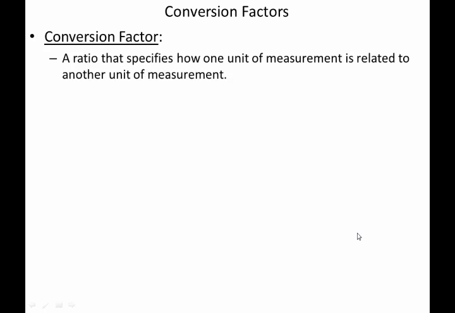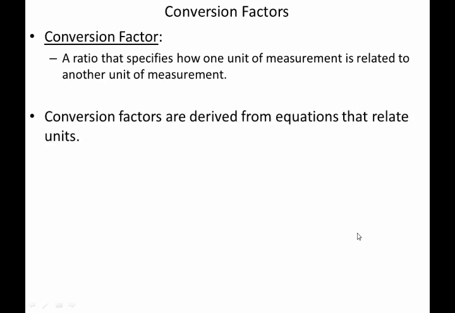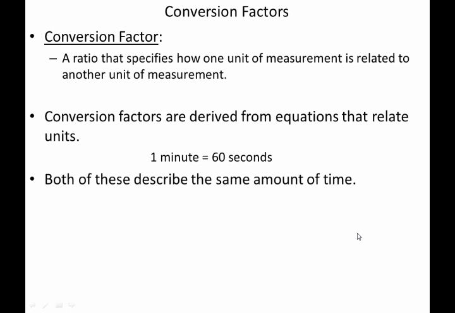Okay. Conversion factors. Big long definition. It's a ratio that relates one unit to another. Okay, that's great. They're derived from the equations that relate units. So we all know that 1 minute equals 60 seconds. Well, what I can do is I can actually divide. They both describe the same amount of time. So what's important is to understand that 1 minute and 60 seconds, on either side of this equal sign, are the same thing, right? They're the same amount of time.